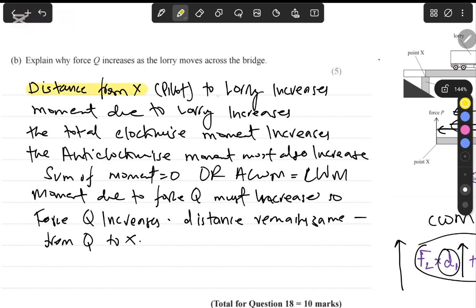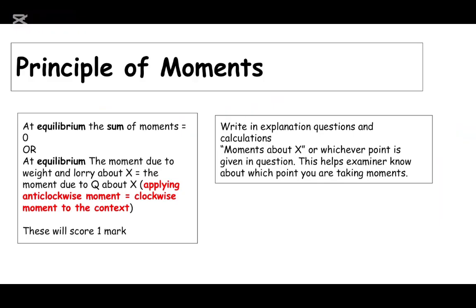So the distance from X to the lorry increases, and then the moment due to the lorry is going to increase. The total clockwise moment increases, so the anti-clockwise moment must also increase, because the sum of moments is equal to 0, or the anti-clockwise moment is equal to the clockwise moment. So the moment due to the force Q must also increase. So the force Q increases because the distance from Q to X remains the same.